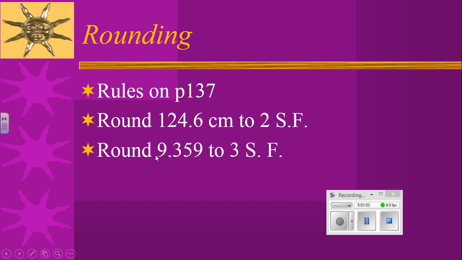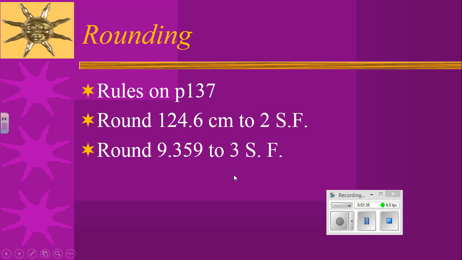All right, so next one, 9.359 to three significant figures. So take a chance here on that one. Okay, so 1, 2, 3 significant figures. We're going to round to this digit. Now, this is a 5. This is a 9. So this is going to round up to 6. So 9.36.